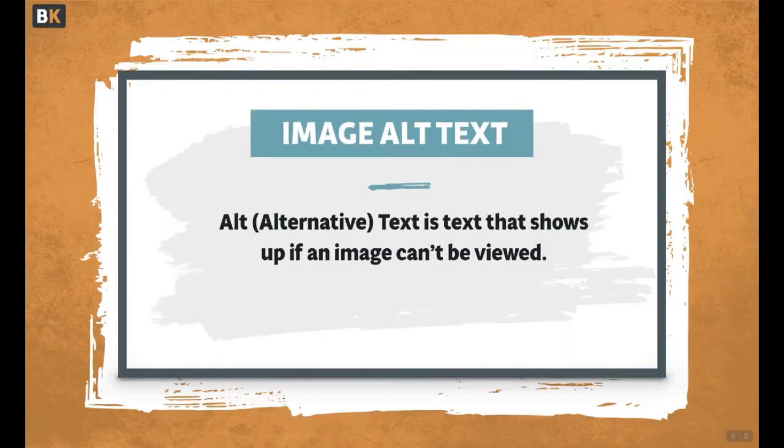Okay, image alt text. We're going to review this because we talked about this before when we were talking about accessibility. So Google does look at page accessibility when it comes to ranking, and alt text is one of those things it looks at. Alt or alternative text is the text that shows up if an image can't be viewed. So it shows the text for people who use screen readers, and if for some reason an image can't load, the text will load in its place.